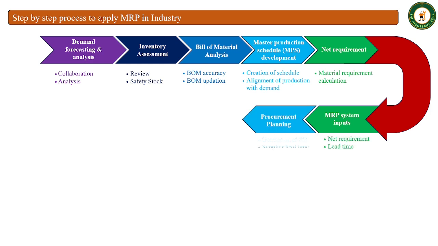Seventh step, procurement planning. Generate purchase requisitions or purchase orders for materials needed to fulfill the net requirement. Consider supplier lead time, order quantities, and pricing to optimize procurement decisions.